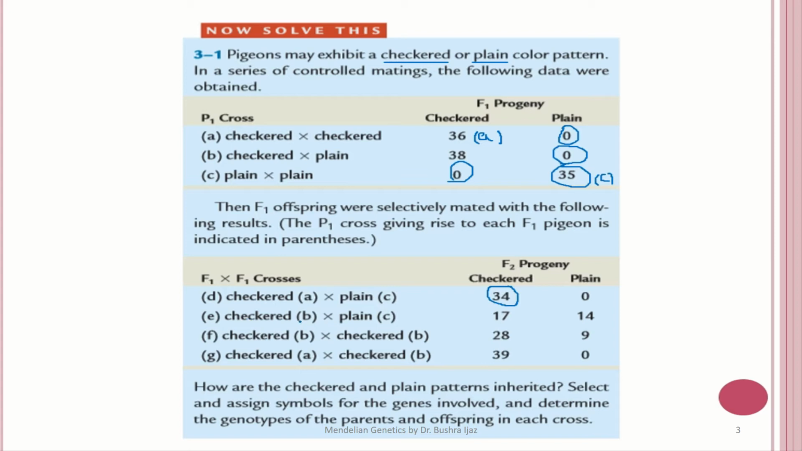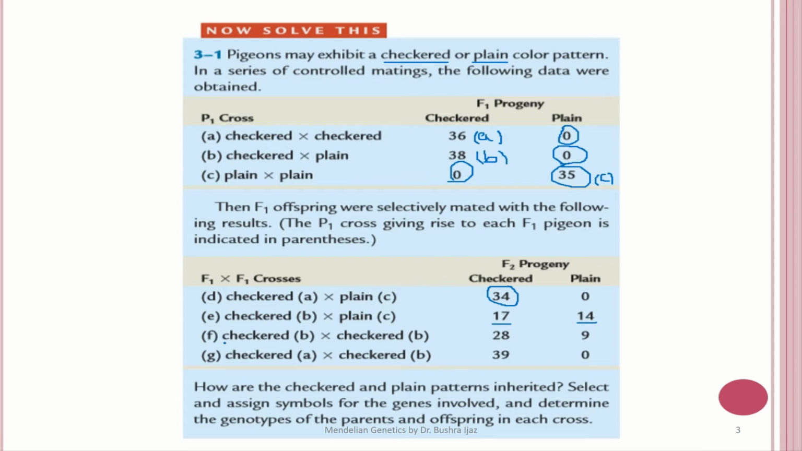In the second cross, this is the checkered B result, F1 checkered B. Now you can see here, checkered B with plain C. The resulting progeny is 17 checkered and 14 plain. Here you can see almost half, right? So this is just to tell you that you have to go through this example and solve it based on these values. You have to determine which trait is dominant and which one is recessive. You have to calculate the ratios actually.